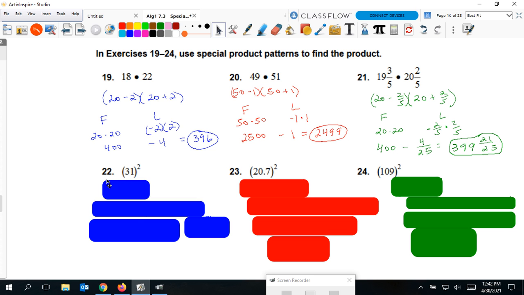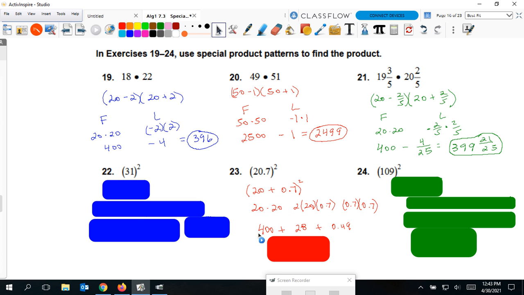All right, for 22 and 23, here's where we have a number squared. I'm going to do number 23. We could break this apart into 20 plus 0.7, which is 20.7. We're going to square that using this pattern. We do 20 times 20, then 2 times 20 times 0.7, and then 0.7 times 0.7.